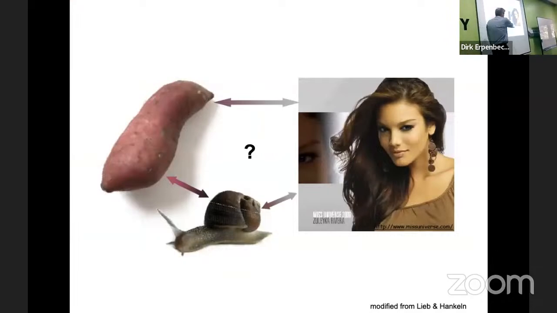A potato, a snail, Miss Universe from 2006. Make a phylogeny of these three. Who's closer related to who? If you wouldn't know that gastropods and primates are both animals, then just looking at them, you wouldn't be able to formulate a character which combines two of these three in two different binary contexts. So therefore, your morphological data set will not be able to help you here. So you have to think in advance, what kind of character can I choose to reconstruct for this?